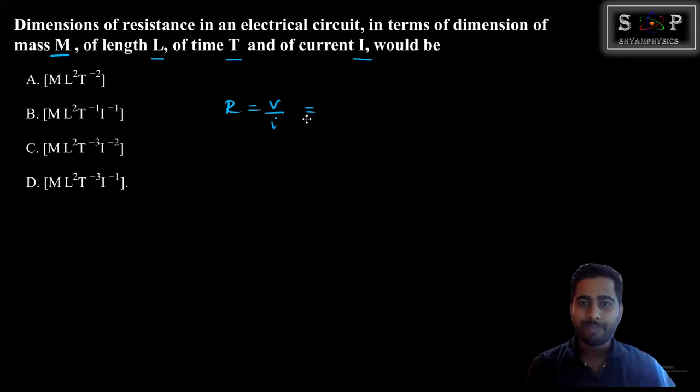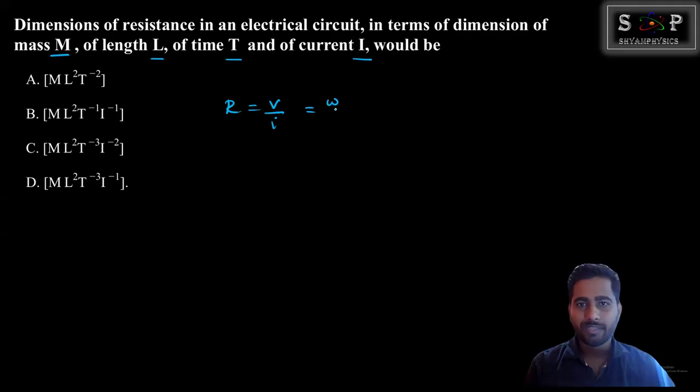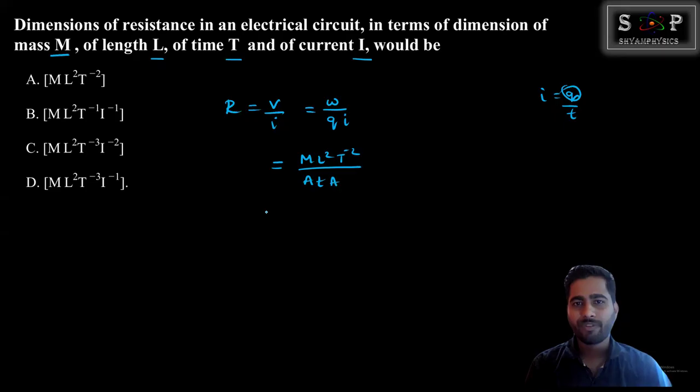Okay, now V is nothing but work done by charge, and there is a current. Charge is not fundamental, so we can convert it into A into T, because I equals Q by T, so charge equals A into T. Work done means M L^2 T^-2 divided by charge, which we can write as A into T. For current, again 1 ampere, so the answer will be M L^2 T^-3 A^-2. The correct option is C.